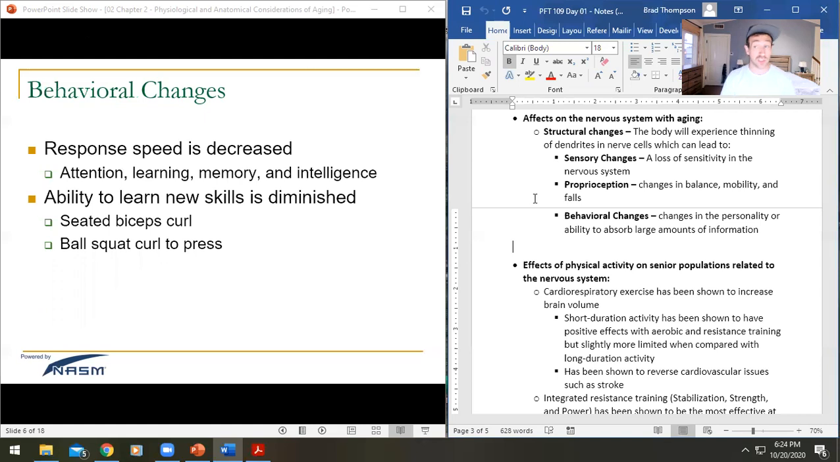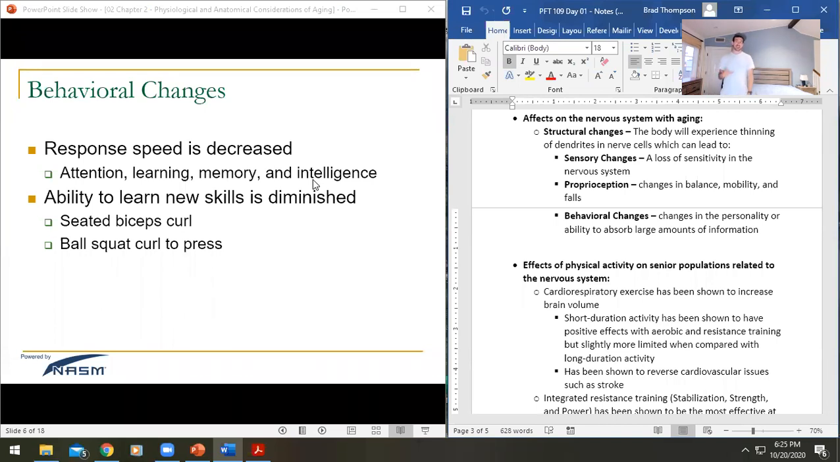Behavioral changes that we do see as we get older. Sometimes we see changes in personality, but generally attention spans are a little bit shorter. The ability to learn new information is a little bit slower, which is why, when you're working with senior clients, and we're going to talk about this later, let's say you're doing a complicated movement, like a squat, curl to press, right? You're going to say, all right, we're going to do a total body movement. It's called a squat, curl to press.